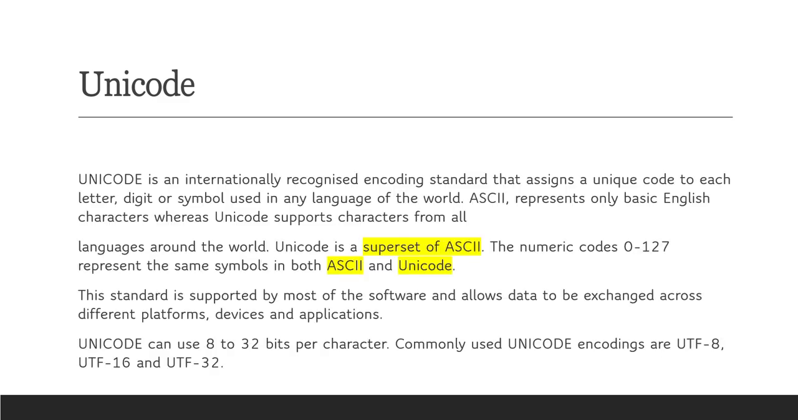Unicode. Unicode is an internationally recognized encoding standard that assigns a unique code to each letter, digit, or symbol used in any language of the world. ASCII represents only basic English characters, whereas Unicode supports characters from all languages around the world. Unicode is a superset of ASCII. The numeric codes 0 to 127 represent the same symbols in both ASCII and Unicode.